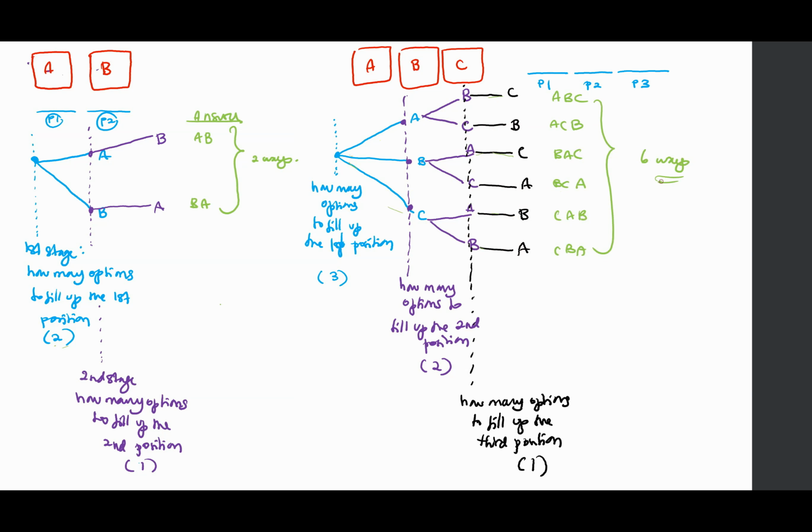So ada 6 cara. And you can see that these 6 ways can also be obtained if you consider multiplying 3 options with 2 options with 1. So 3 times 2 times 1. So you consider berapa option untuk first stage, second stage and the third stage. So dia ada 6 cara lah. 3 kali 2 kali 1, 6 cara.